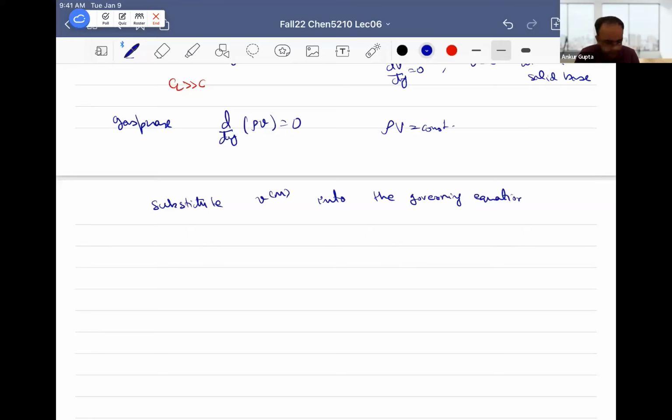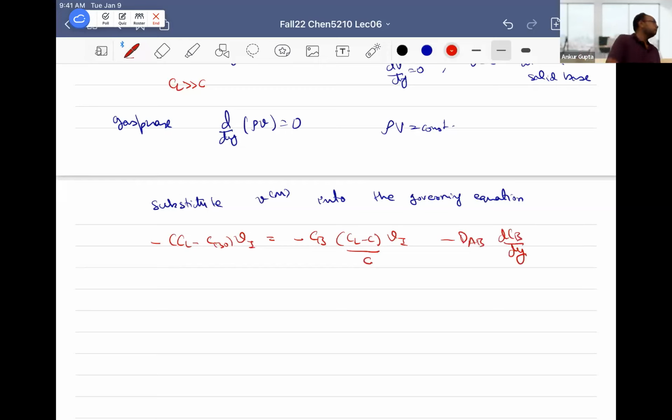Okay. And what you will get is this. So you will get minus Cl minus Cb naught Vi. This was the flux of the B and By term. Then you will get minus Cb into Cl minus C Vi by C. This is your molar average velocity term. And then finally, we have minus DAB dCb by dy. Okay, this is what we get.